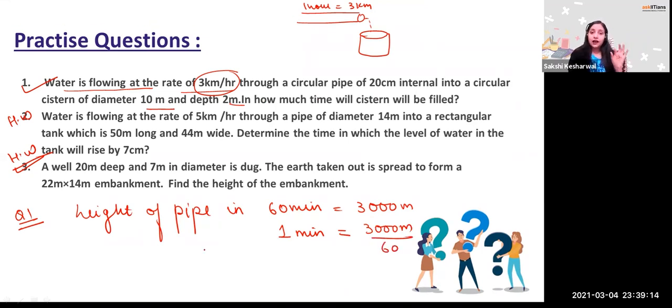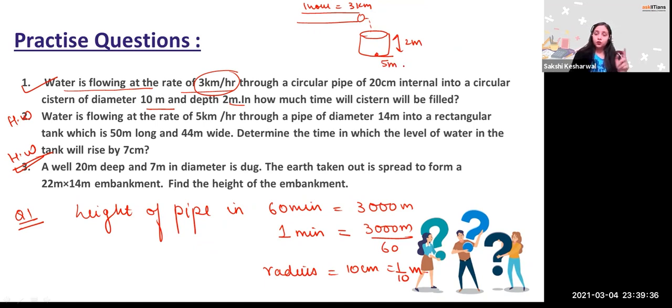Now the height of the pipe is in terms of kilometer per hour, right? And what is the diameter? The radius is equal to how much? 10 centimeters, which is equal to 1 by 10 meter, right? So now it's flowing into the cistern. This cistern's height is what? 2 meters, and the radius is how much? 5 meters, right or not?